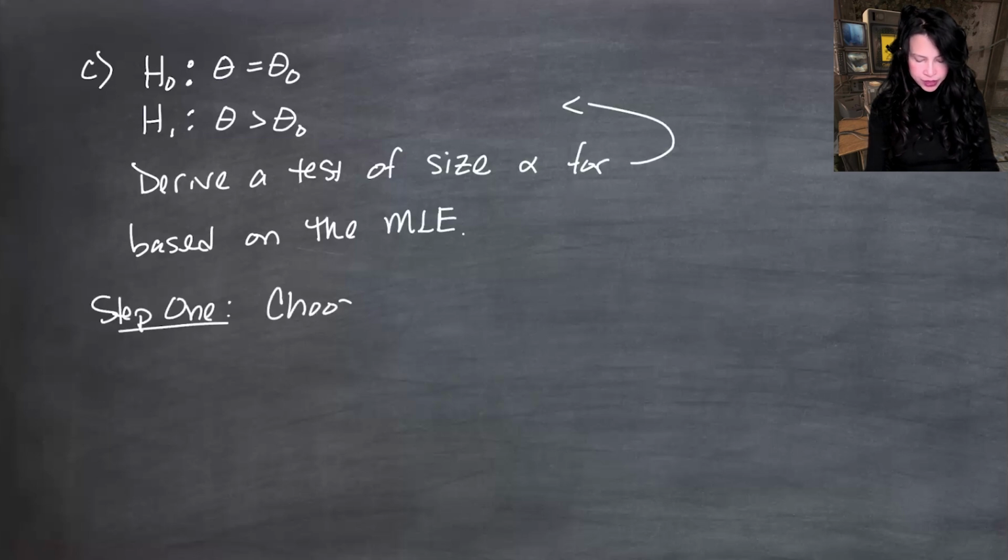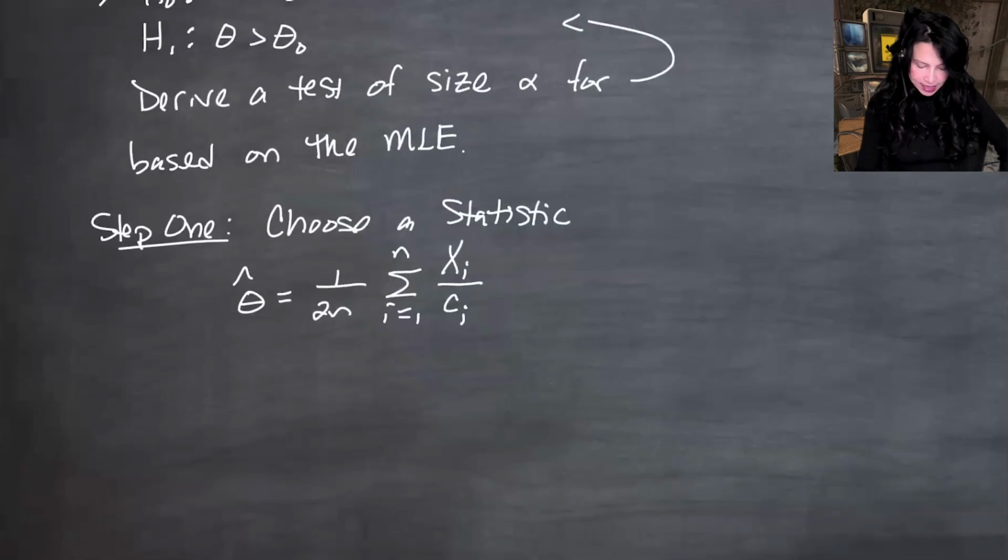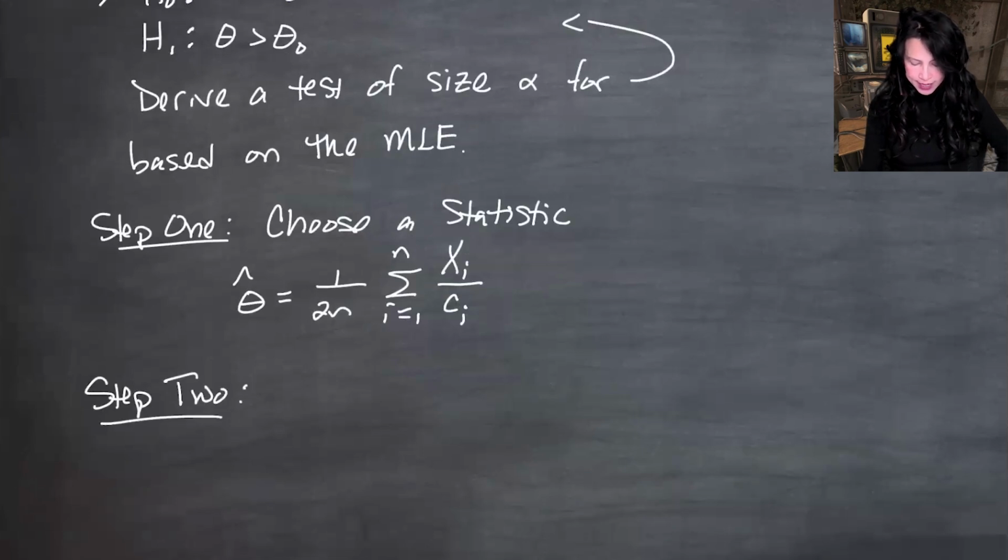I want to choose a statistic, and we're going to choose theta hat is 1 over 2n, the sum as i goes from 1 to n of capital Xi over Ci. Step 2 is for us to write down the form of the test.